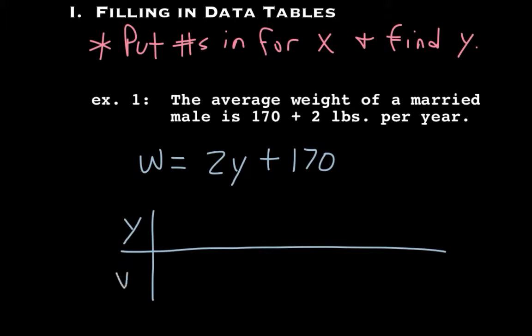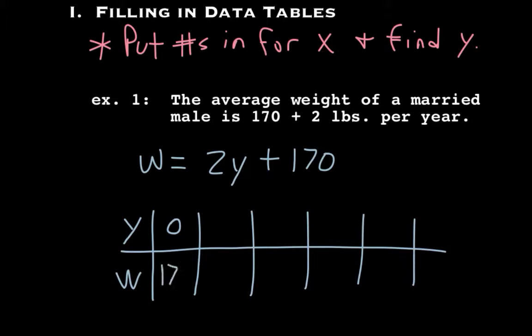That's the dependent, because the weight of the person depends on the number of years they've been married. And I'll make some different lines. That's probably more than enough. And we'll put in 0 years. After 0 years, a person weighs 170 according to this equation.